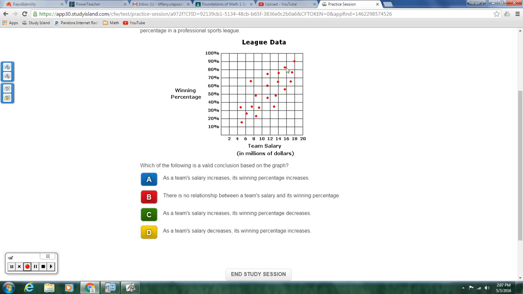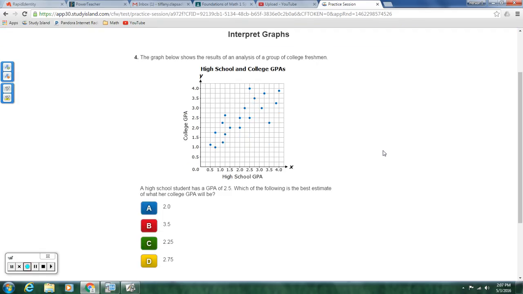Think about this. This is a positive relationship, right? That means it's either going to be increase, increase, or decrease, decrease. Those are the only two things that are going to make a positive. So increase, increase. It should be A. Yay! Alright. High school GPA. We're talking about high school GPA and college GPA. So the higher your high school GPA, what do you think is going to happen to your college GPA?